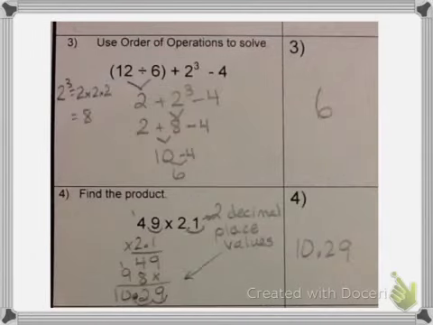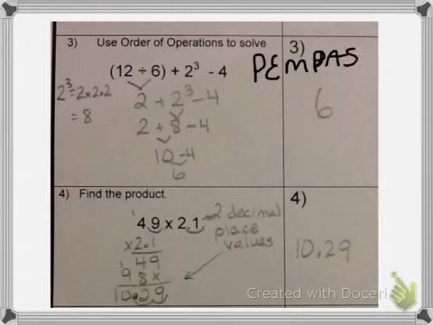Number 3. Using the order of operations, we want to simplify this. According to PEMDAS, parentheses come first, so 12 divided by 6 is 2. Then I'm going to bring everything else down. We haven't done any of that yet, so it becomes 2 plus 2 to the third power minus 4. Parentheses are done. Next is the exponent, E. 2 to the third power means 2 times 2 times 2, which is 8. So now our line becomes 2 plus 8 minus 4.